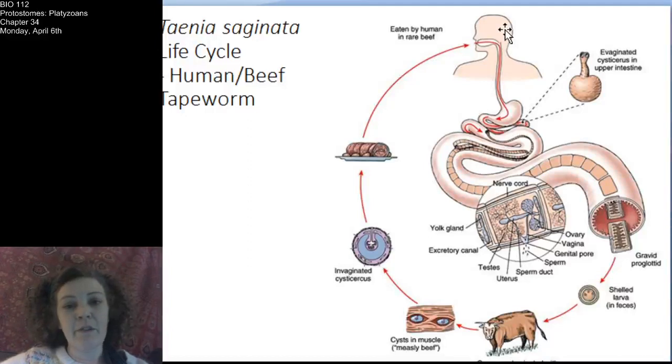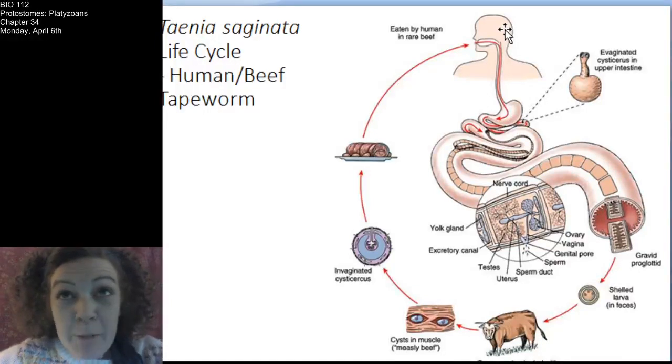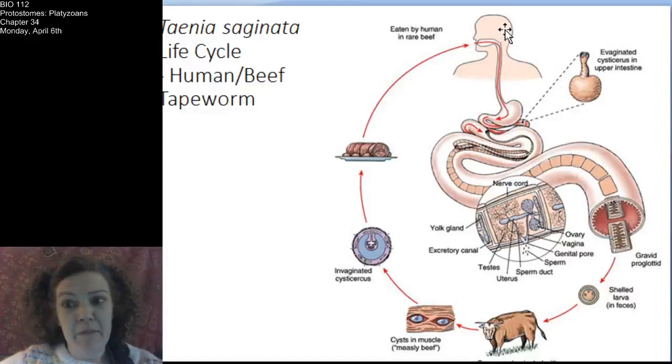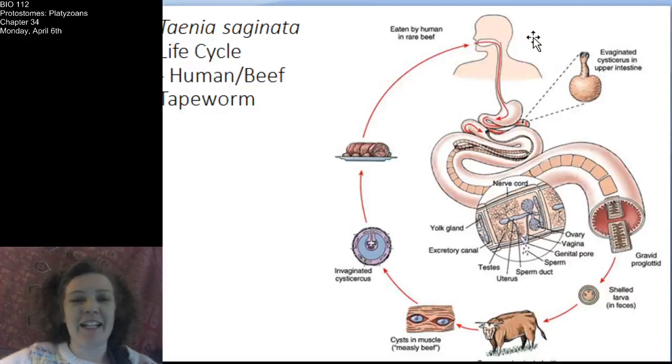Particularly rare beef, so beef that has not been properly or fully cooked. So like everything my husband eats. I'm sure he has a tapeworm. Well, no, he doesn't. He might. Maybe someday. No, I'm just kidding. Beef here is pretty good. You don't have to worry in the United States so much, though it has happened. It's just really, really, really rare.